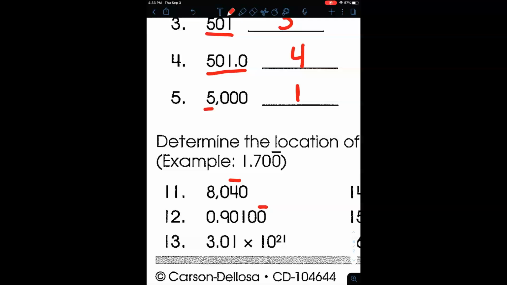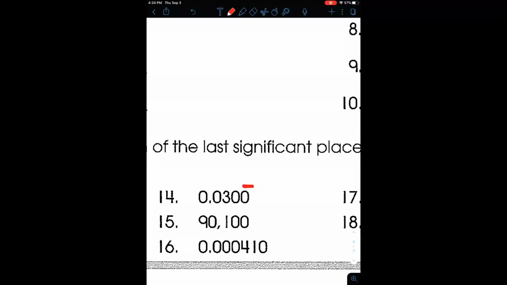All right. 3.01 times 10 to the 21st. The last significant digit of this is that 1, because that times 10 to the 21st does not count in significant figures. If we go over here, 0.0300, again, those last 2 zeros are there by choice, which makes them significant. Now looking at 90,000 and 100, there's no decimal place and zeros aren't always significant, so our last significant figure there is that 1.